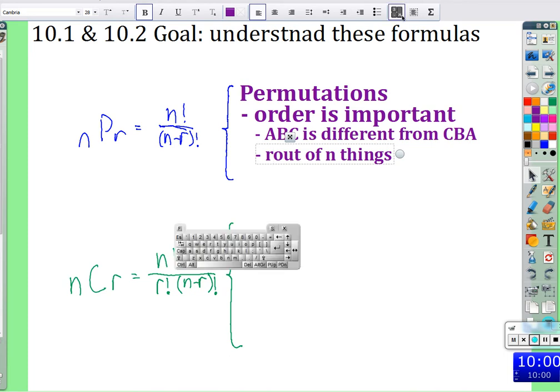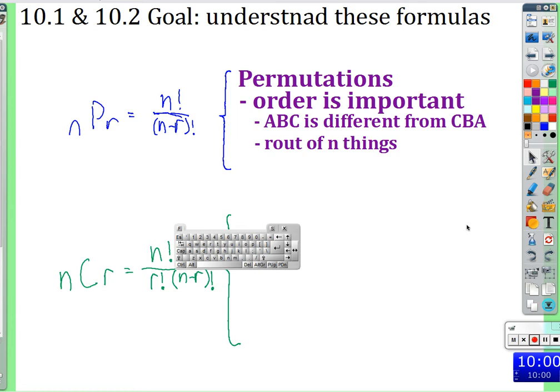Why did that not work? Okay, well, what kind of n thing is going to be here?